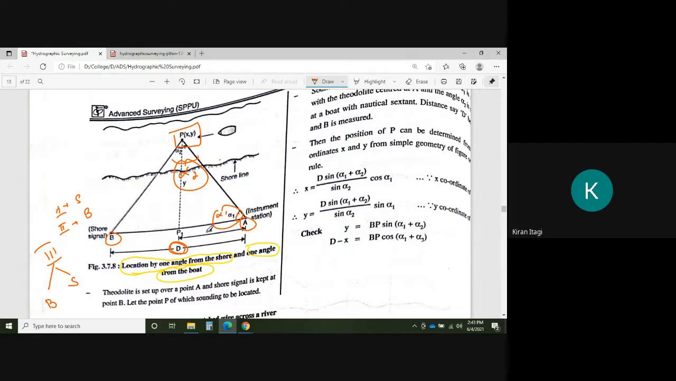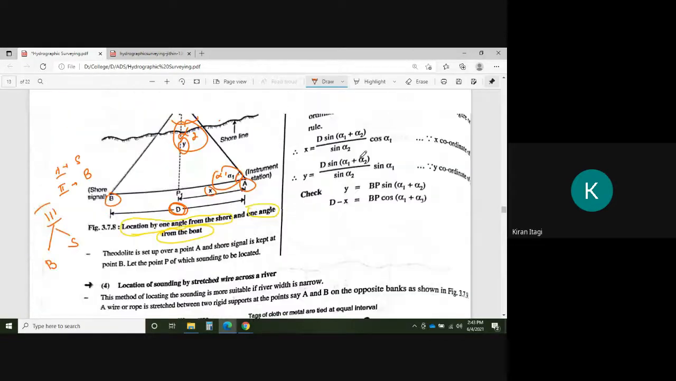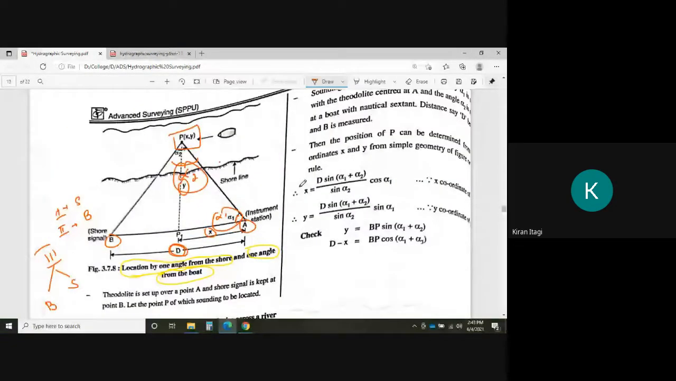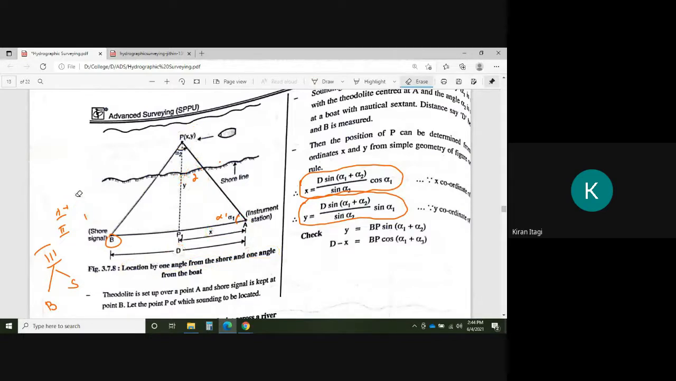Similarly, to determine x and y, we have some formulas. x is determined by d sine(alpha 1 plus alpha 2) divided by sine alpha 2, multiplied by cos alpha 1. Remember this formula. And y is given by d sine(alpha 1 plus alpha 2) divided by sine alpha 2, multiplied by sine alpha 1. You may ask why we have to determine x and y. It is nothing but the coordinates.